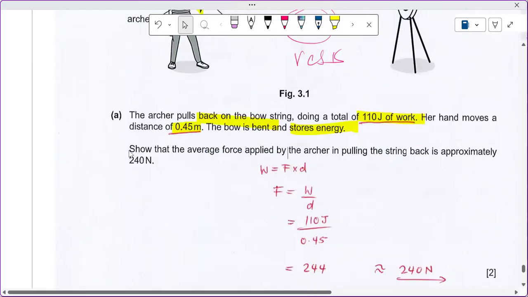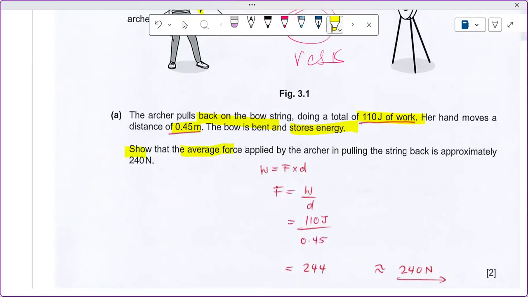Then they tell you here, show that the average force applied by the archer in pulling the string back is this value. How are you going to show that? Now I'm asking myself, in this problem, I'm told this is the work done. This is the distance. Work done, distance. What's the formula for work done again? Work done equals force times distance.